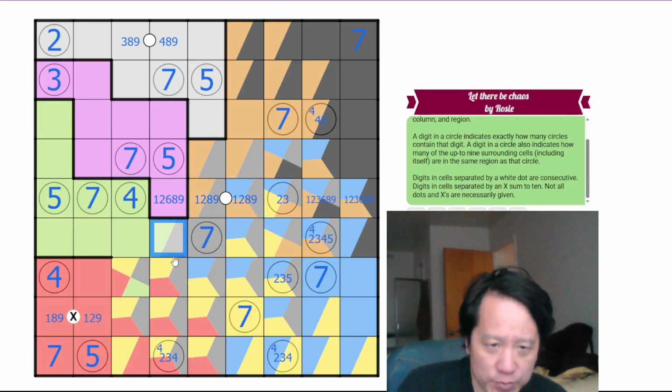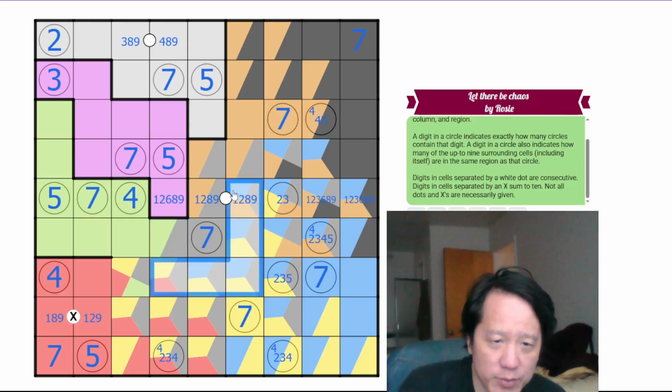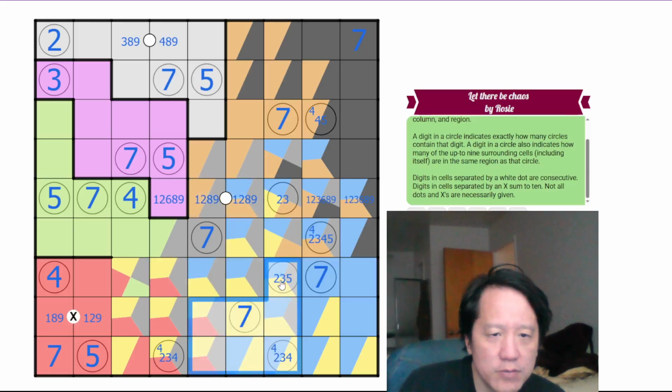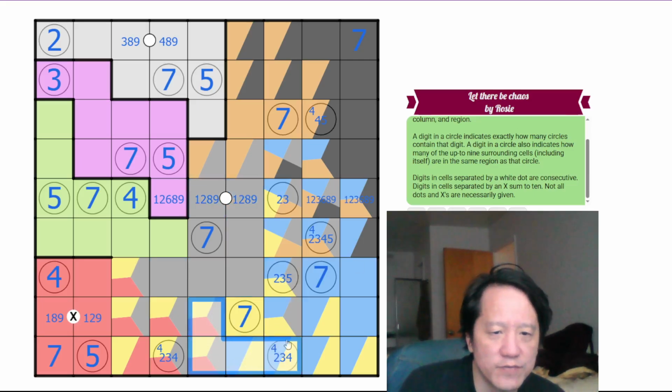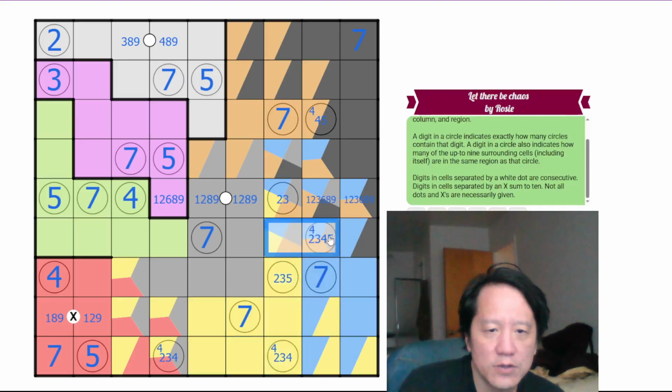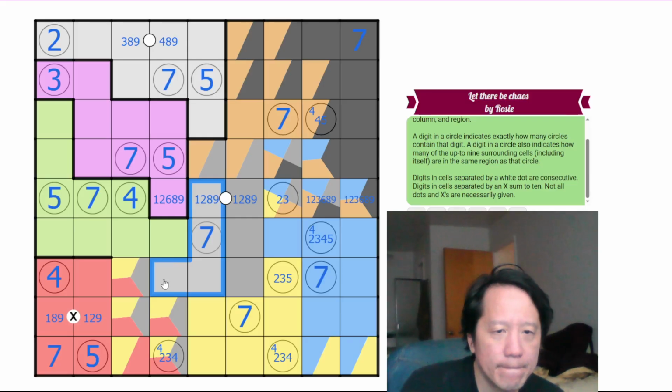So if this were green, these would have to be all medium. That would force all of these to be yellow, and that would force all of these to be blue. So let's try that. If we have green here, obviously this can't be green. The rest of this is medium, the rest of this is yellow, the rest of this is blue. That seems okay.